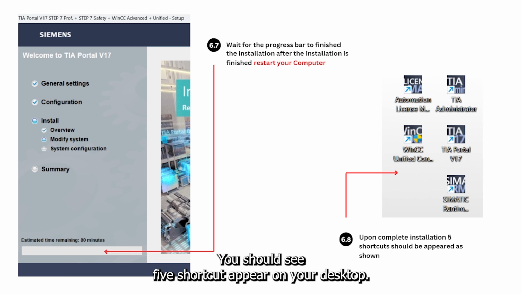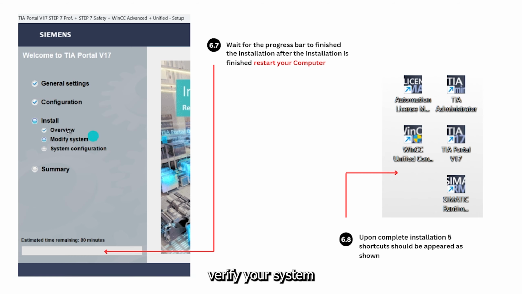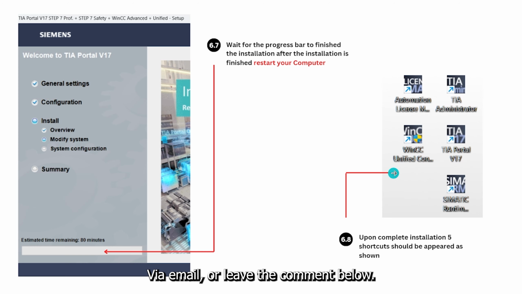You should see 5 shortcuts appear on your desktop. If not, you visit the installation setup, modify your system, and try to resolve any issue. But if you have any problem, you can contact me via email or leave a comment below.